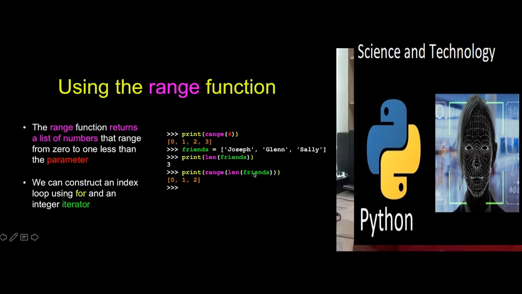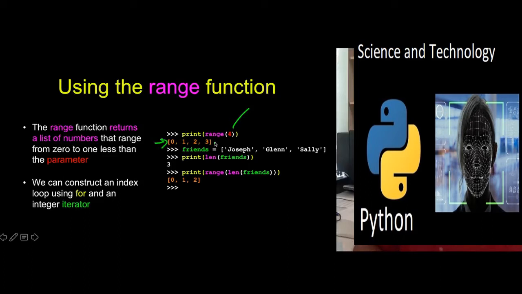There's a function that returns a list of numbers, and we use it, as we'll see in a second, to construct specialized loops to go through lists. So let's take a look at this range function just for a minute. Range takes as its parameter the number of numbers that you want returned. So I'd like a 4-item list with the numbers 0 up to but not including 4.